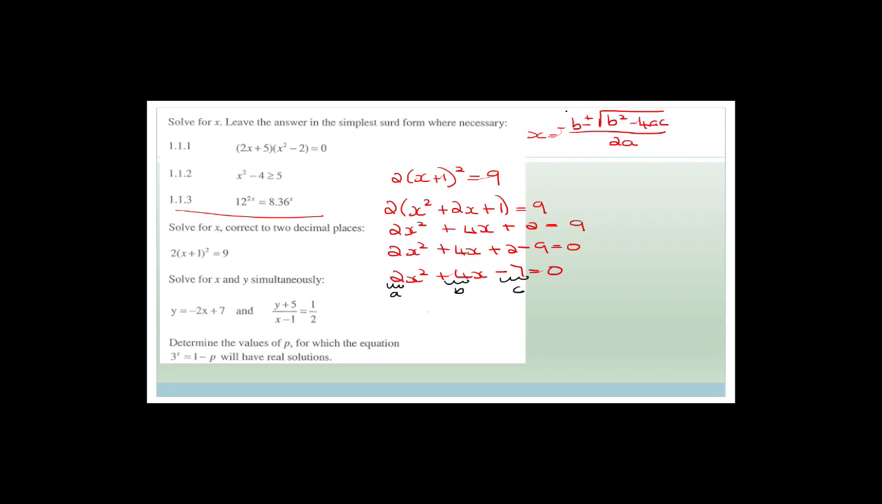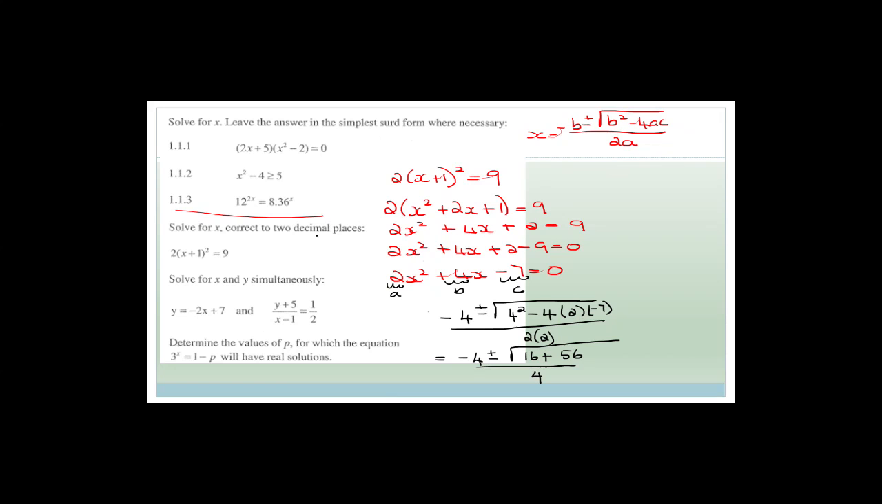So now we're going to substitute into the formula. We're going to go minus 4 plus or minus the square root of b, which is 4 squared, minus 4 times a, which is 2, times c, which is minus 7, all over 2 times a, which is 2. So we've got minus 4 plus or minus the square root of 4 squared, which is 16, minus times minus is a plus, 4 times 2 is 8, and 8 times 7 is 56, all over 4.